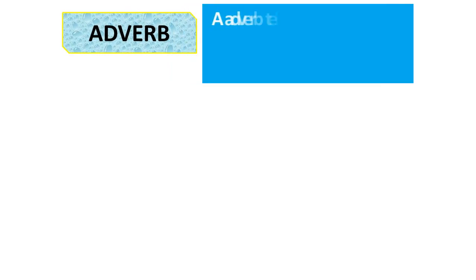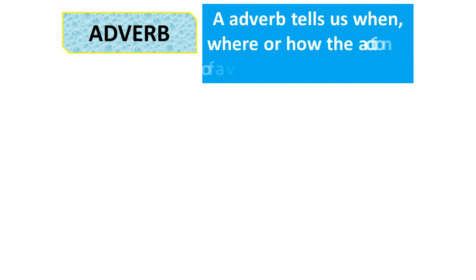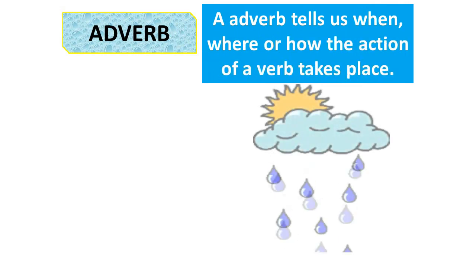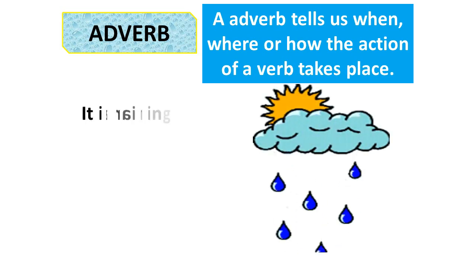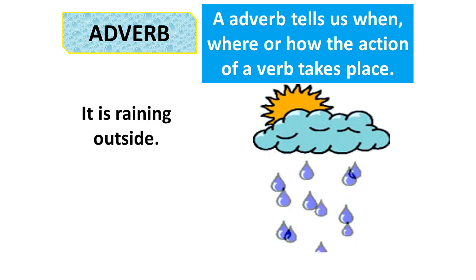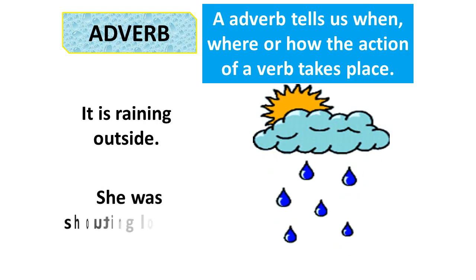Adverb. An adverb tells us when, where, or how the action of a verb takes place. It is raining outside. She was shouting loudly.